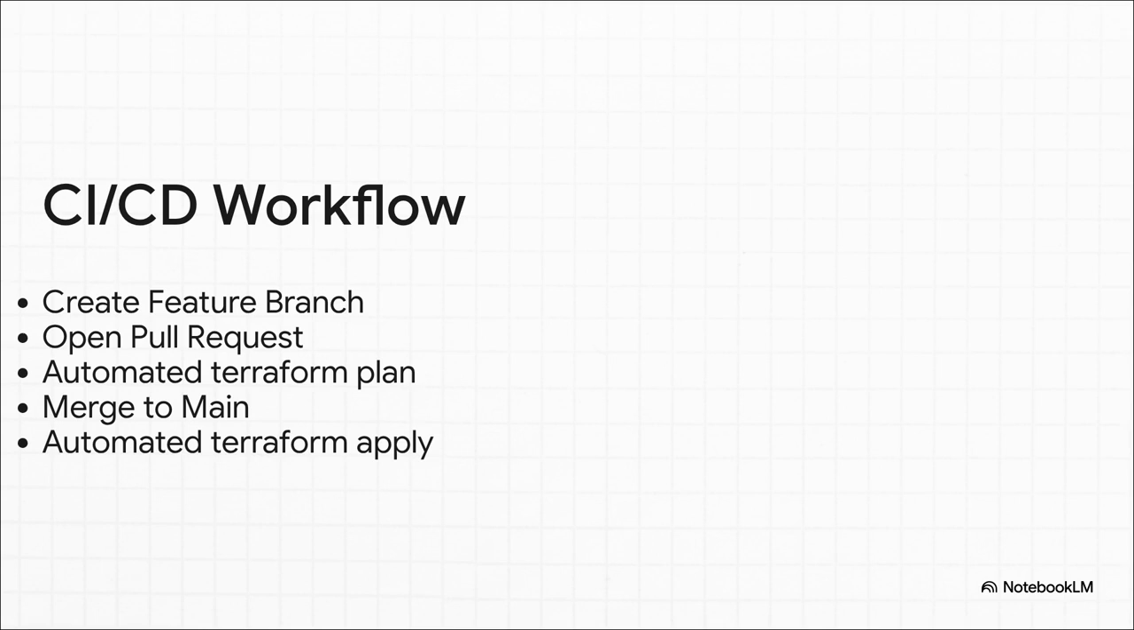And this brilliantly illustrates the new workflow. An engineer creates a feature branch, they open a pull request, and instantly, the pipeline kicks off an automated Terraform plan so the entire team can see exactly what's going to change before it happens. Once everyone approves it and it merges to main, the pipeline automatically runs Terraform apply. It is just a highly auditable, perfectly repeatable process every single time.